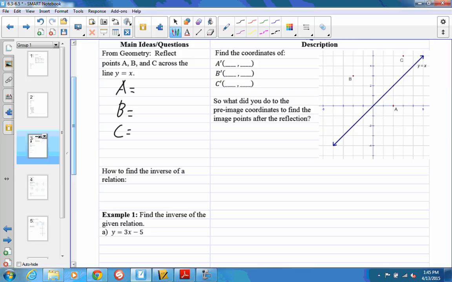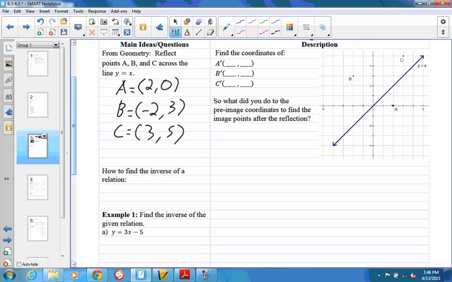Yes. When you reflected it over the line y equals x, do you remember what you did? I think it's one of them negative, one of them stays the same. You're warm, but you're not there yet. Guys, look at the point A. What are my coordinates? 2, 0. Okay. B is -2, 3, and then C is 3, 5. Good.